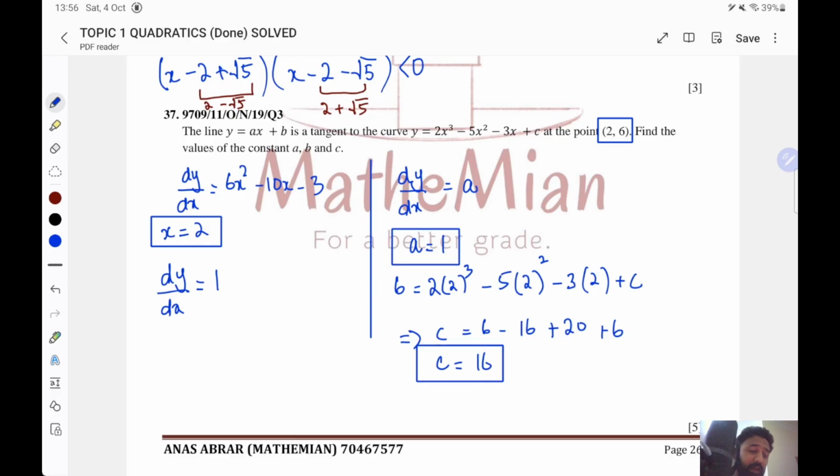We can find the value of B as well. How can we find the value of B? The value of B can be found by substituting the value of x and y and a in the line equation. So 6 equals a is 1, x is 2, and the value for b will be 4.